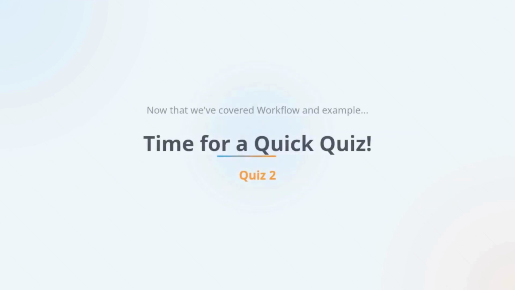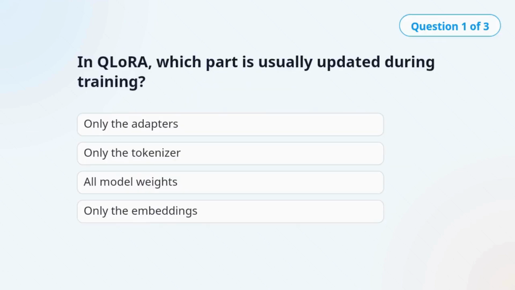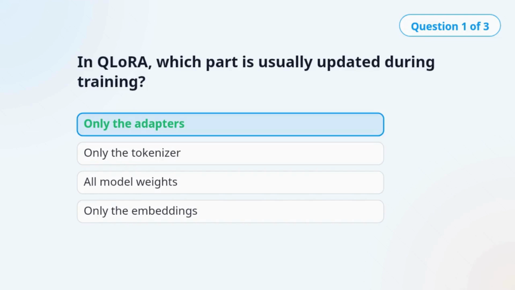Now that we've covered workflow and example, let's test what we've learned so far. Here's quiz number 2. See if you can get it right. Question 1. In QLoRA, which part is usually updated during training? The correct answer is only the adapters. QLoRA keeps the backbone frozen and fine-tunes only the LoRA adapter layers.